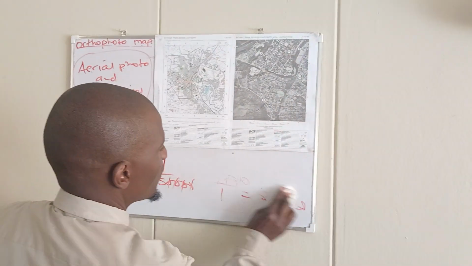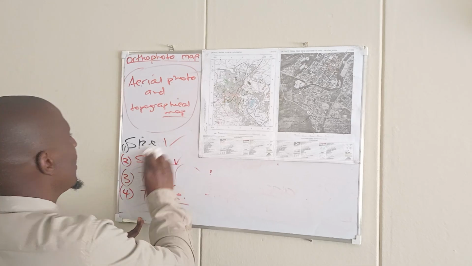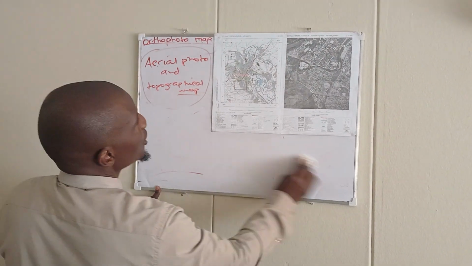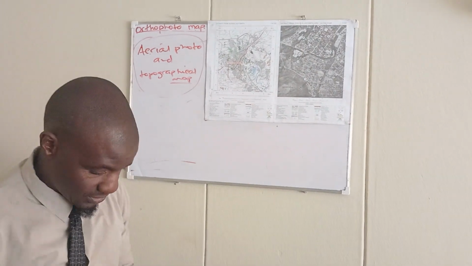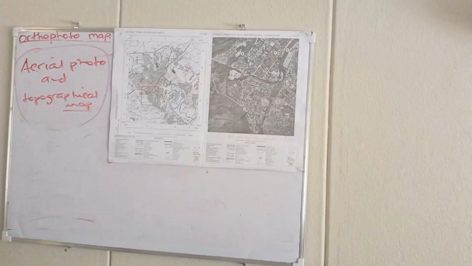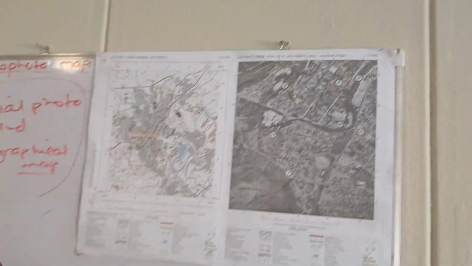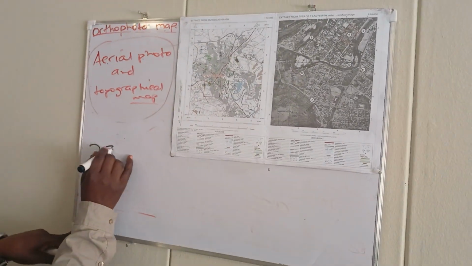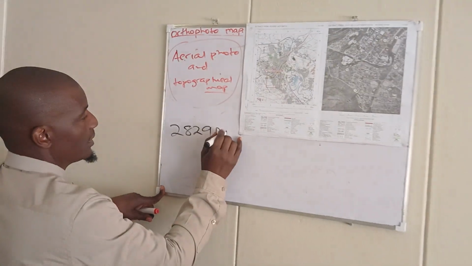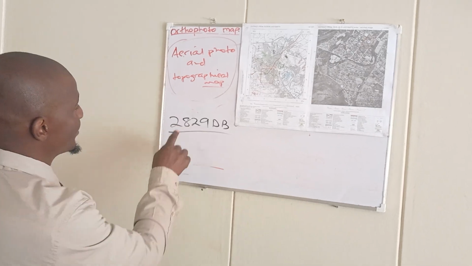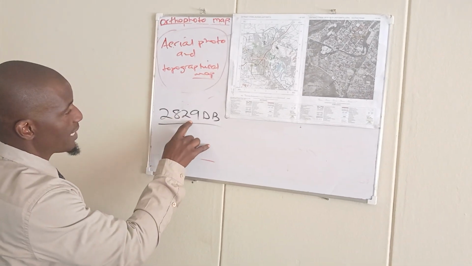The other thing that you can also see on your topographical map that I want to talk about is your map code. That is at the top there. You can see it's written 2829 dB. I'm going to explain what it means and what this letter stands for, 2829 dB.